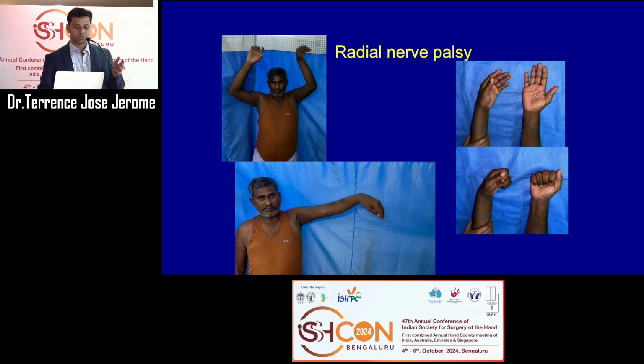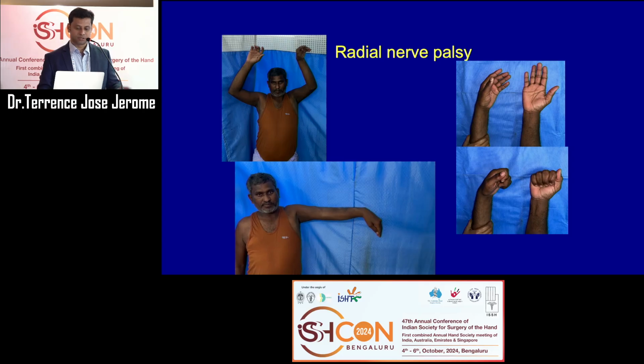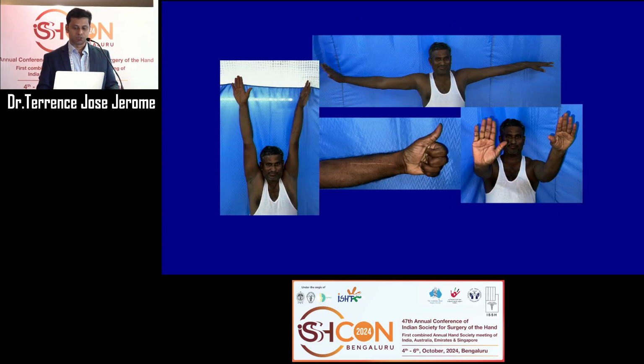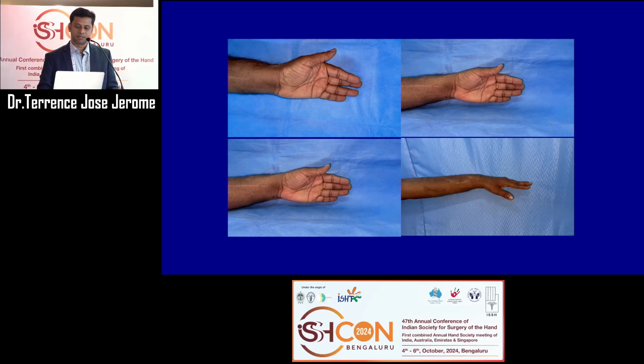Again, a radial nerve palsy who came to us with this deficit, wrist drop. We could do the FCR branch to the posterior interosseous nerve, the FDS branch to the ECRB, and, as Ashwath was mentioning, the superficial radial nerve branch to the median nerve to provide sensation. This was a new technique, and this was the follow-up of this patient at 12 months.